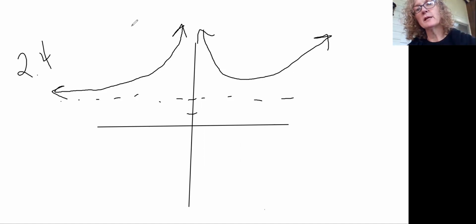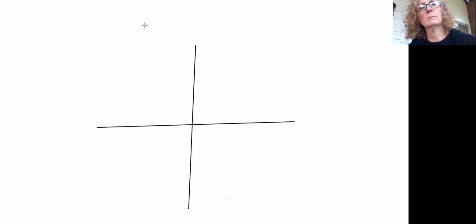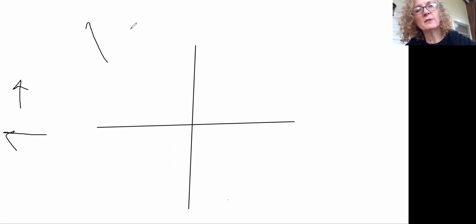Now finally, let's look at number 3. This is still on 2.4, but it is graph number 3. Number 3, the limit of f of x as x approaches -infinity is infinity. So as x goes this way, y goes this way. So I know my graph is going to go up like this somehow.